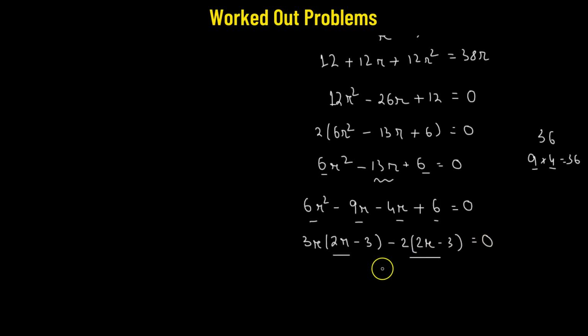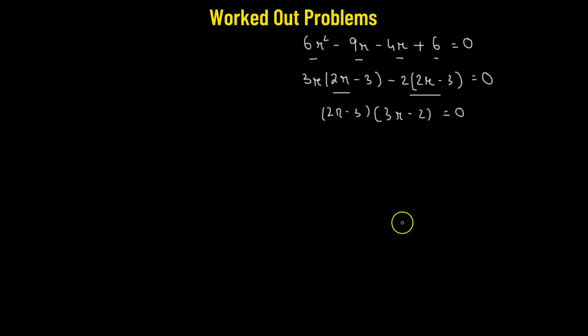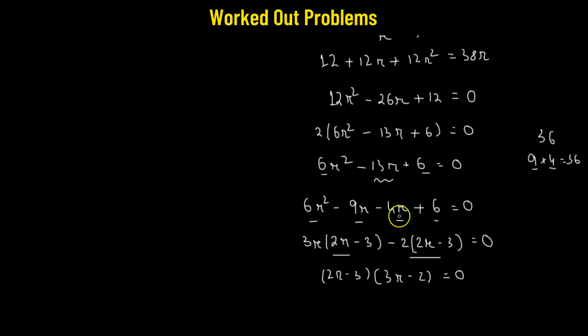Now we can combine these two terms by taking 2r minus 3 as the common factor, and this will get multiplied to 3r minus 2. Now the product is equal to 0. So that's true whenever one of them is 0 or both of them are equal to 0. So we can obtain the value of r. So the r value will be either 3 over 2 or r equals 2 over 3.